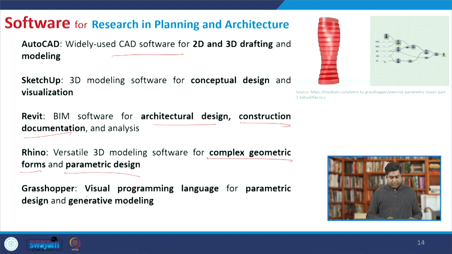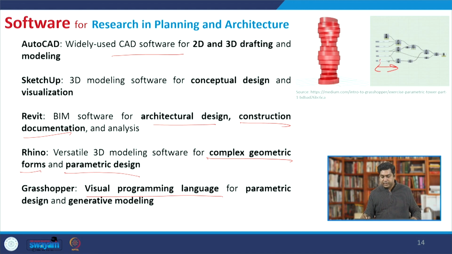Grasshopper is again a visual language for parametric design and generative modeling. In this GIF image, you can see a multi-story building created with certain functions and activities, and by changing the function, you can alter the form of the building. Definitely you fix the other parameters, and when you control all the parameters, you can see what the output is.